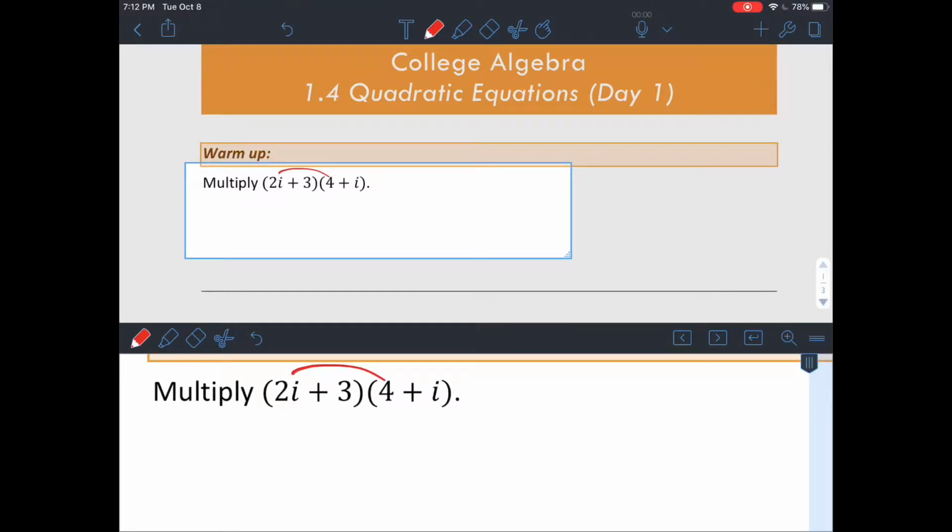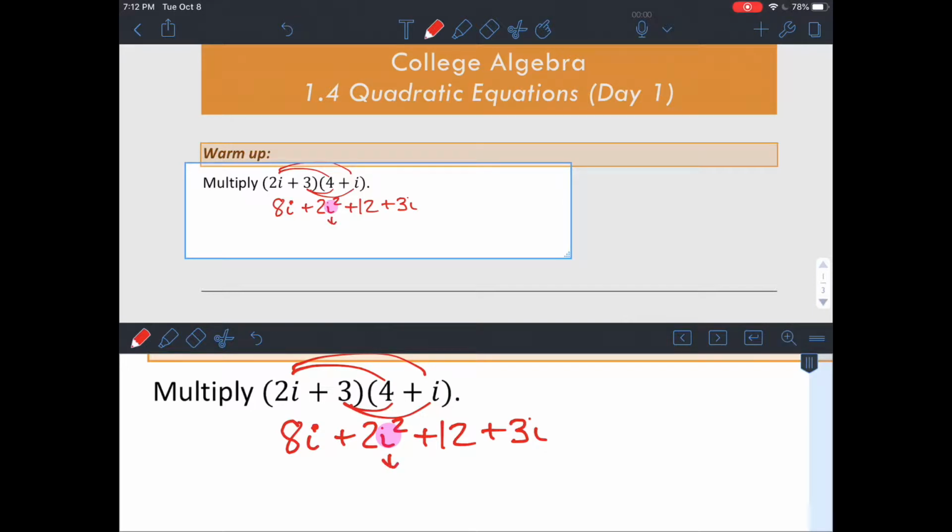Okay, so we're going to solve some quadratic equations. First, a little bit of a warm-up. If you're multiplying those two complex numbers together, make sure you use the distributive property, and you have some like terms you can combine. Don't forget to turn i squared into -1.